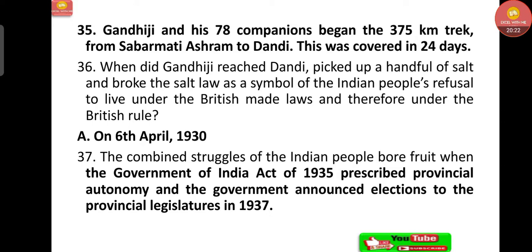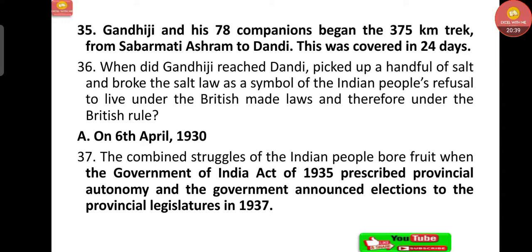Now, when did Gandhiji reach Dandi, pick up a handful of salt and break the salt law as a symbol of the Indian people's refusal to live under the British-made laws and therefore under the British rule? That was on 6th April 1930.